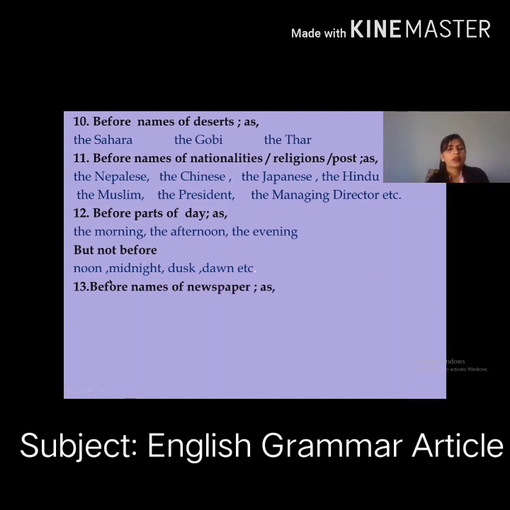Another, the is used before names of newspapers. Look at the example, Kathmandu Post, Rising Nepal, Kantipur, Annapurna Post. These are the names of the newspapers. So we have to use article the before the newspaper and say the Kathmandu Post, the Rising Nepal, the Kantipur, the Annapurna Post, etc.